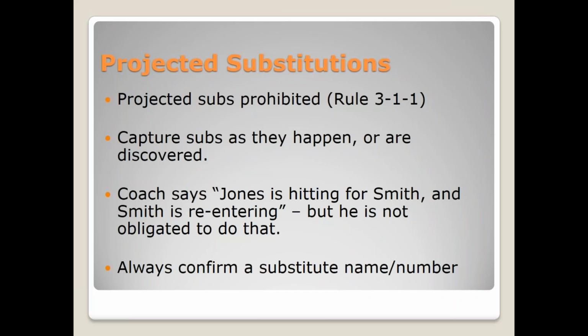When you're taking substitutions, just remember projected subs are prohibited. So when the head coach comes up and goes, hey, 13's batting for 7, but 7's going to re-enter, just understand that 7 may or may not re-enter. And if he doesn't, that's okay. That's legal. Coach doesn't have to abide by what he tells you he's going to do. So if a coach gives you a projected sub like that, just confirm with him at the next half inning, hey, did 7 go back in? Yes or no?